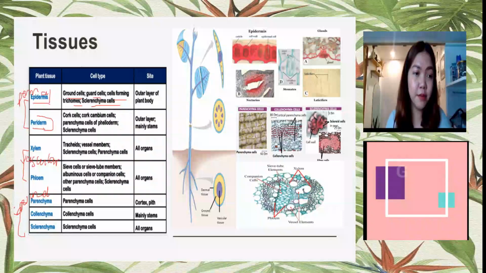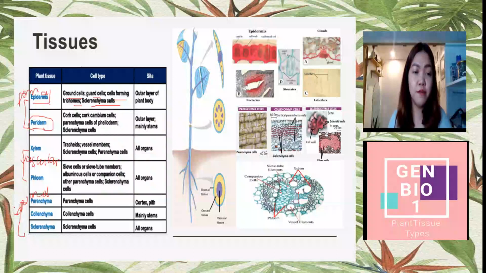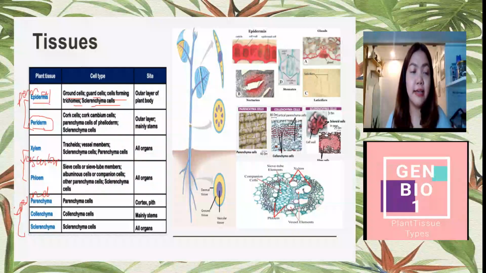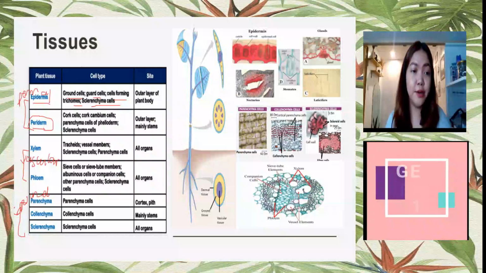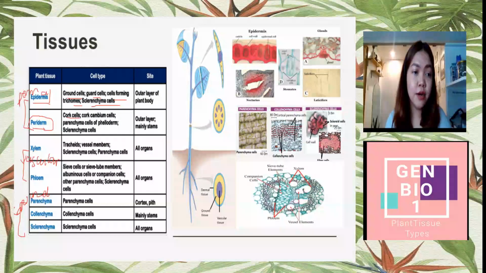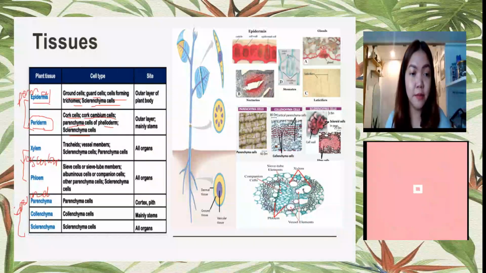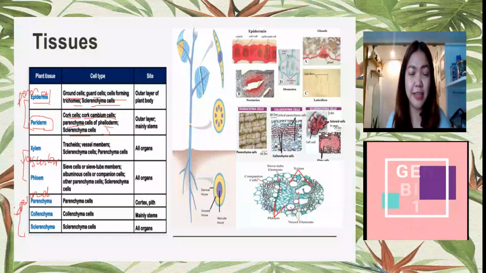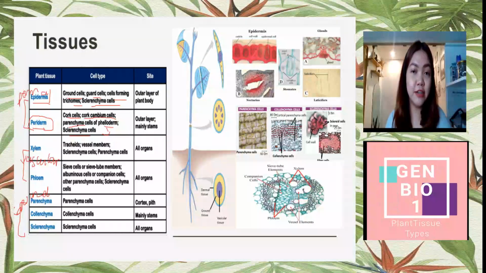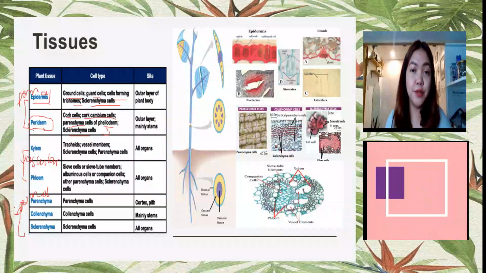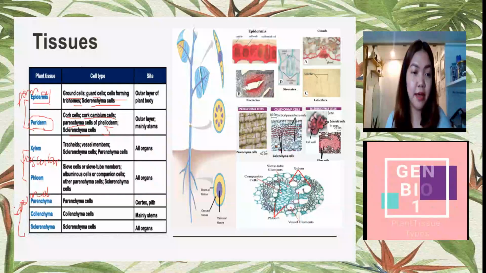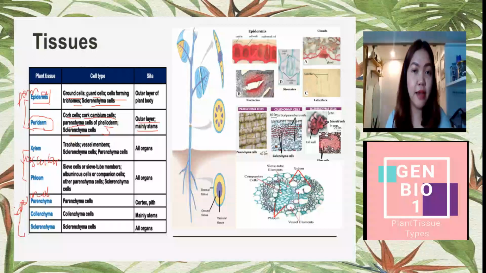So this periderm, we could just observe this when a plant body has secondary growth. It includes your cork cells, cork cambium cells, parenchyma, phylloderm, and sclerenchyma. This phylloderm is not really present in all types of plants. For the secondary growth, only the woody plants have phylloderm, found in the outer layer but mainly in your stems.